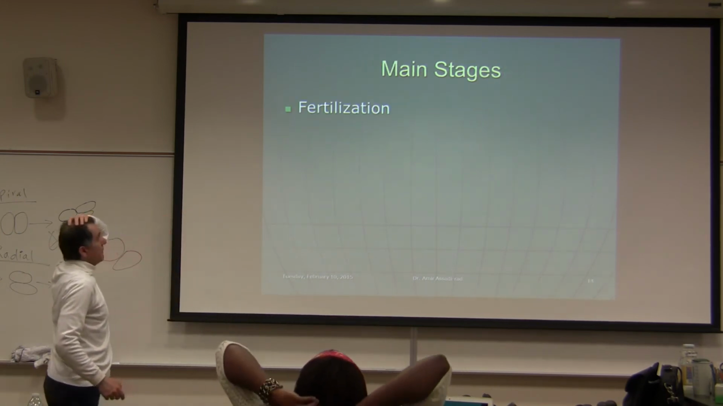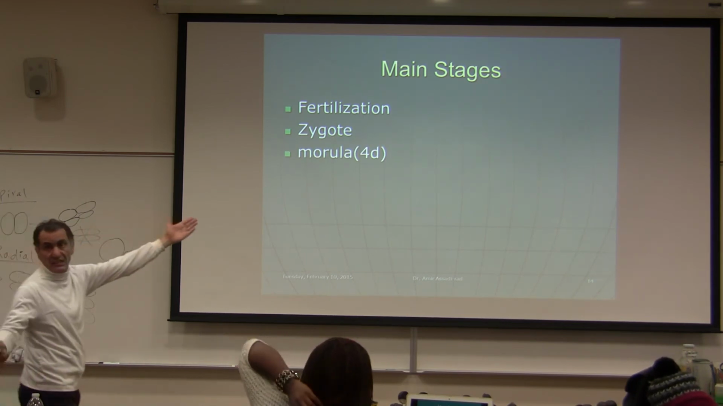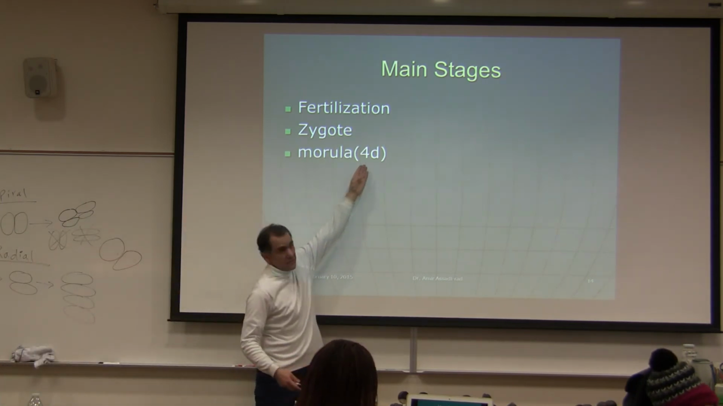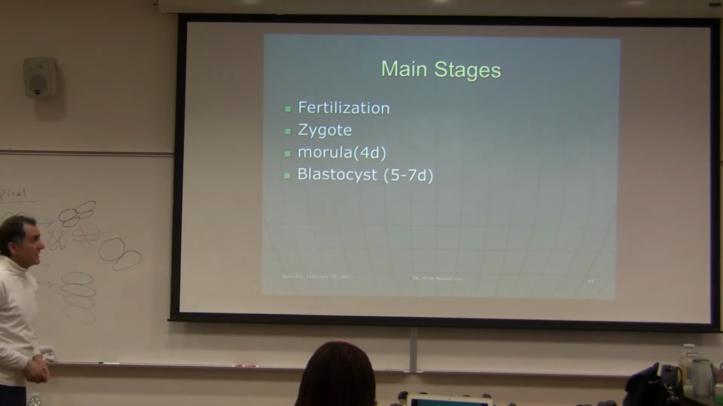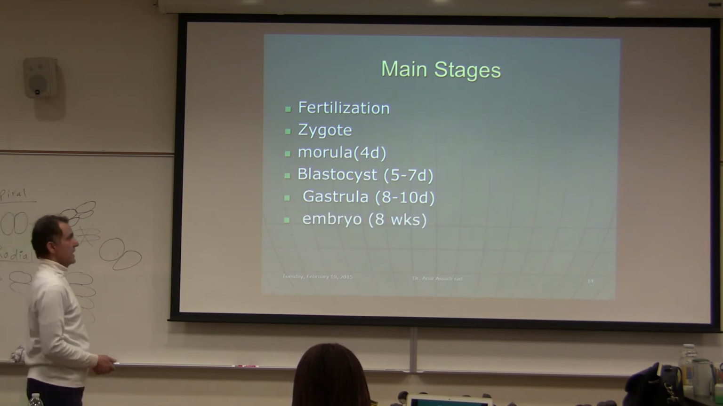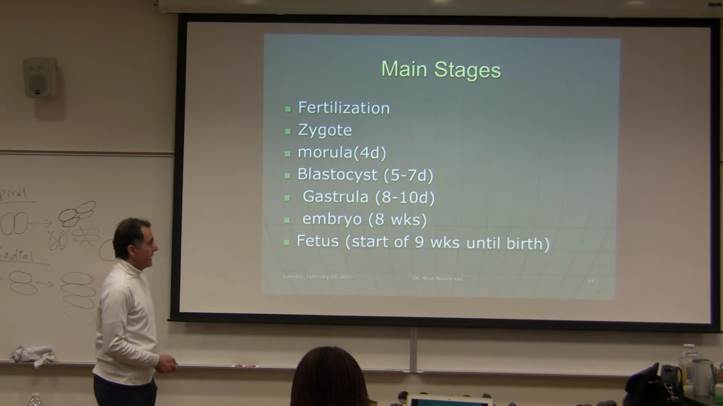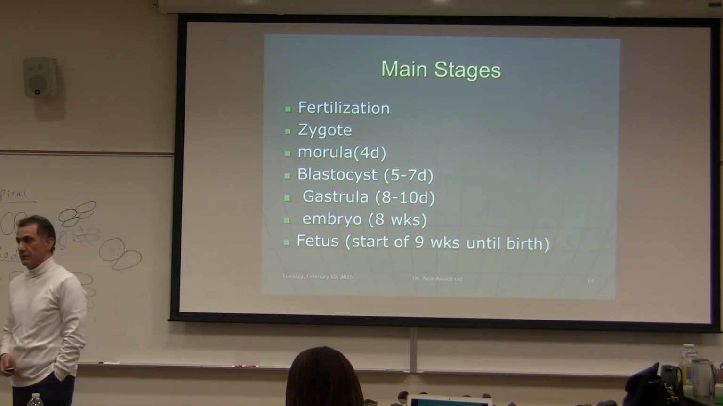Main stages: morula, 4 days. Again, don't memorize the days. Blastocyst, 5 to 7 days. Gastrula, 8 to 10 days. Embryo, I guess I do not have the neurula stage in here, 8 weeks. And then after 9 weeks, it is a fetus.